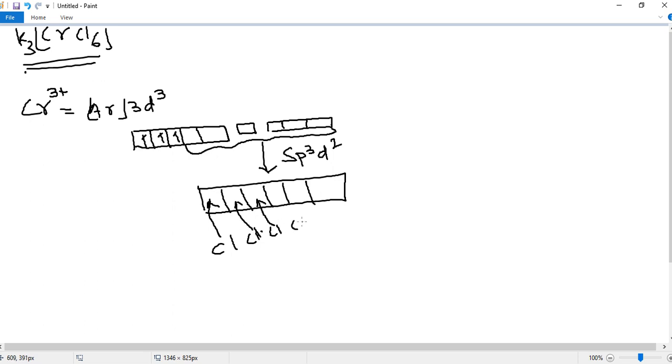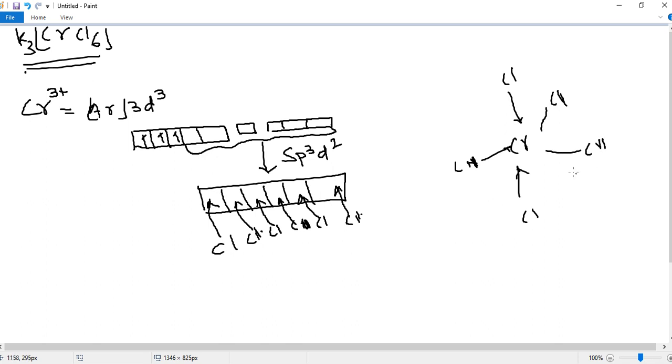it means it overlap with vacant sp3d2 hybridized orbital. Filled p orbital of chlorine, because chlorine में filled p orbital is obviously p orbital ही होगा, तो filled p orbital of chlorine is overlapped with sp3d2 hybridized orbitals, and the geometry will be octahedral. So this is chromium, this is Cl, this is Cl, this is Cl, this is Cl, and this is Cl, and one more Cl is here.